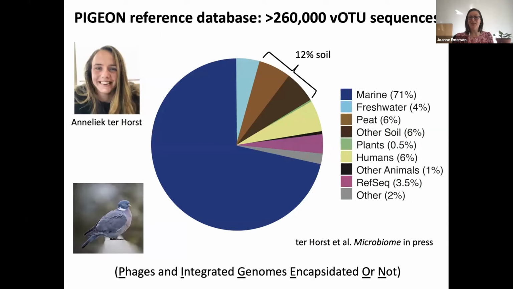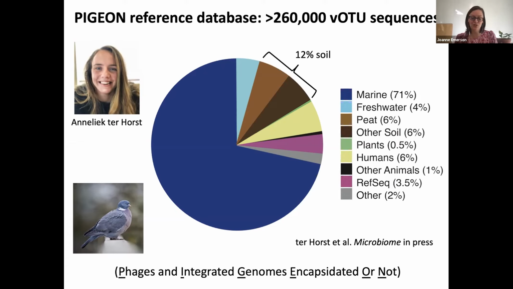This is actually not a plug for using our database. It is publicly available. You're more than welcome to use it if you like, but we wanted to compile a database that met our needs. So you can go to these publicly available databases and then add your own data, add data from other papers that are of interest. So we kind of wanted to bolster the soil part of our database. All right, so we compiled these VOTUs essentially from a number of different ecosystems in this database called PIGEON, or Phages and Integrated Genomes, Encapsulated or Not.